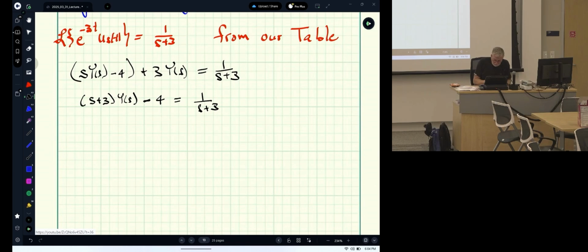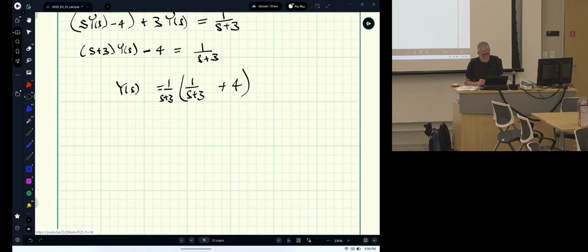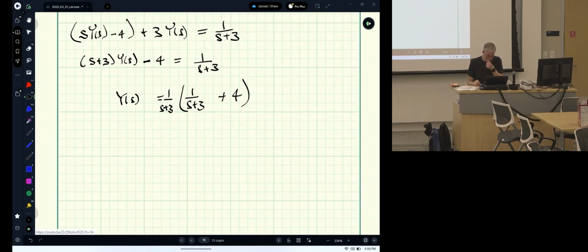Okay, so now I'm going to get Y of s on one side. The easiest way to do that, I've got my 1 over s plus 3, I move the 4, and then I divide everything by s plus 3. So that's just algebra. And notice I made a mistake right off the bat where I got my minus sign wrong. So humans are really bad at this. Let's see, this is 1 over s plus 3 squared, and this is 4 over s plus 3.